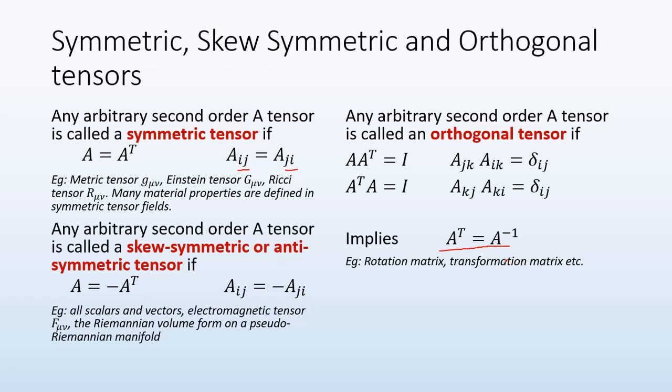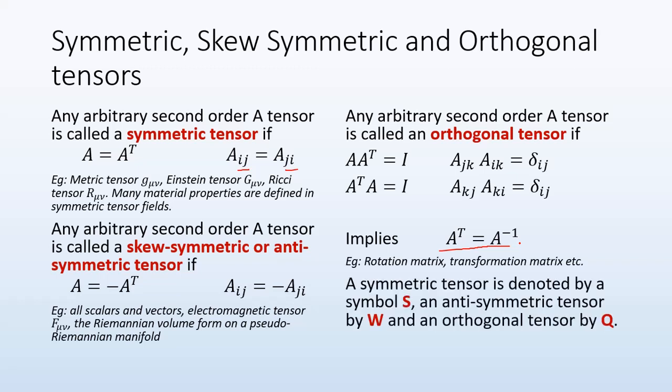As examples of orthogonal tensors, we have seen orthogonal tensors when we are making transformations between spaces. We have done that already. The rotation matrix, we have done that also. These all are orthogonal tensors. The symmetric tensors are denoted by the symbol S, antisymmetric by W, and an orthogonal tensor by the capital letter Q.